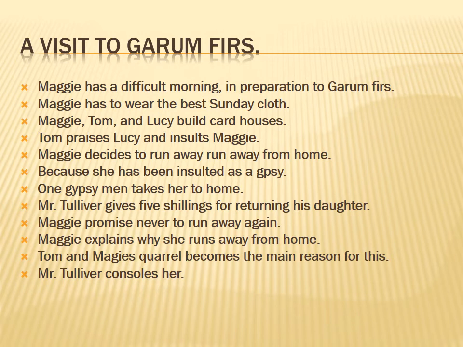Though she went to the gypsies, she can't bear the lifestyle of gypsies because they had to eat very rough foods like bread and bacon. So it is difficult for Maggie. So Maggie asked one gypsy man to take her home. So he does it, and Mr. Tulliver gives 5 shillings for returning his daughter. Maggie promised never to run away again.